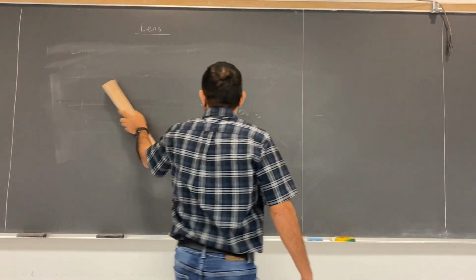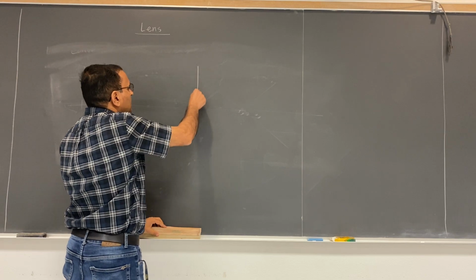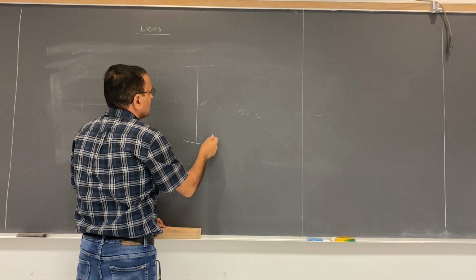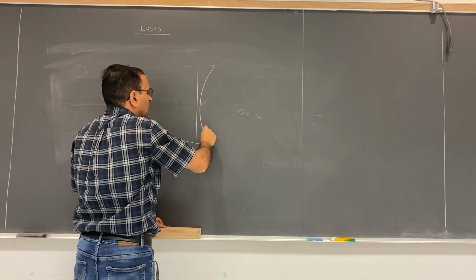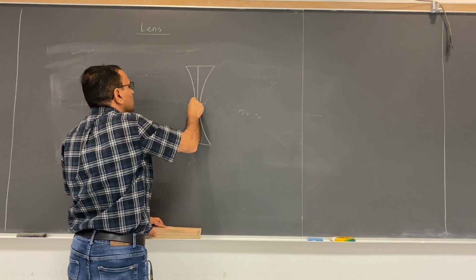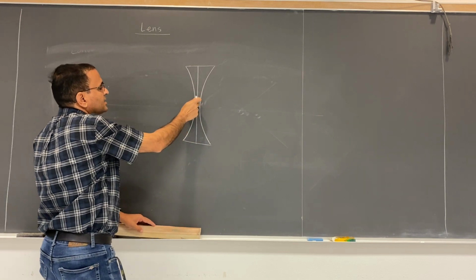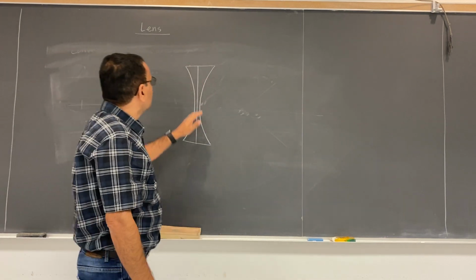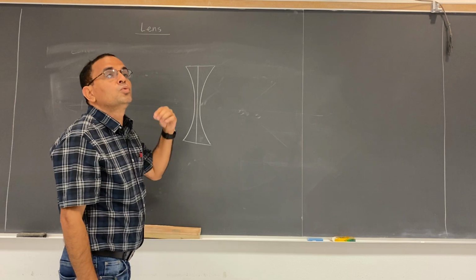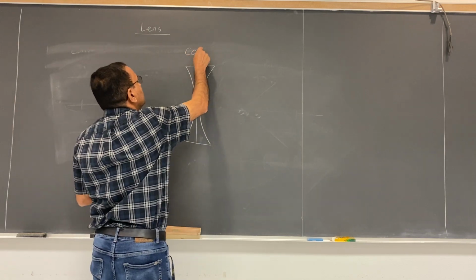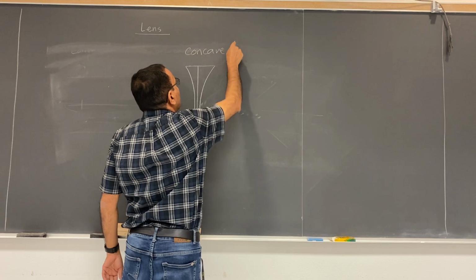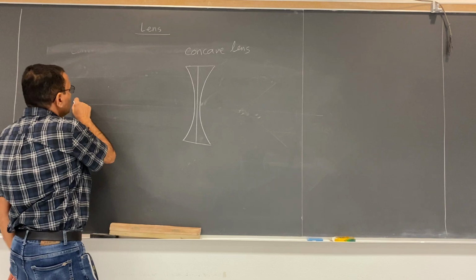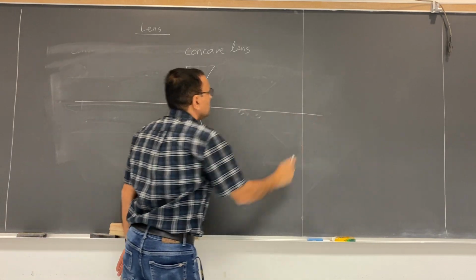You can draw the diverging lens like this. I told you that the diverging lens is thin in the middle. This is thin. The convex lens, the converging lens, is thick in the middle. So this is your diverging lens, or we can call it a concave lens, thin in the middle and thick at the edge. So you can draw the principal axis. This is your principal axis.